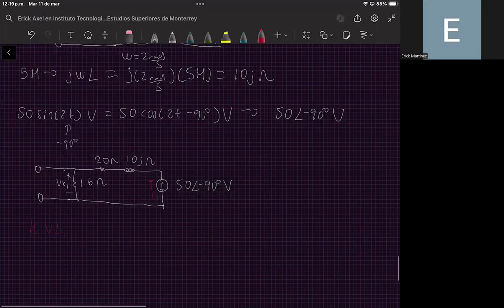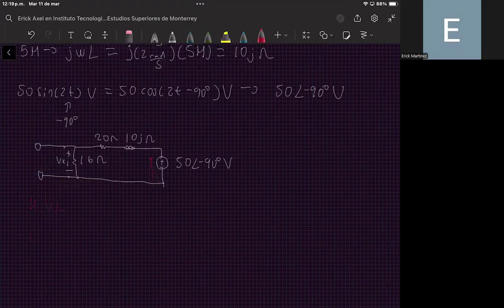Here we have minus 50 with an angle of minus 90 degrees volts, plus I1 times the voltage drop in this element. So we have I1 times 10j ohms plus I1 times 20 ohms, plus 16 ohms times I1, and this is equal to 0.